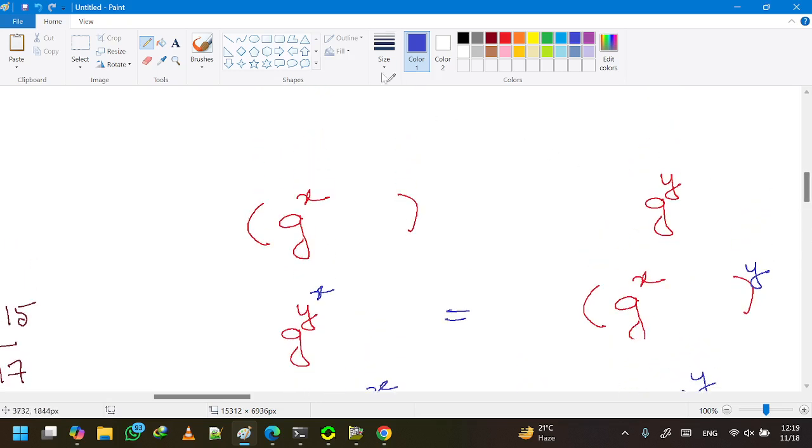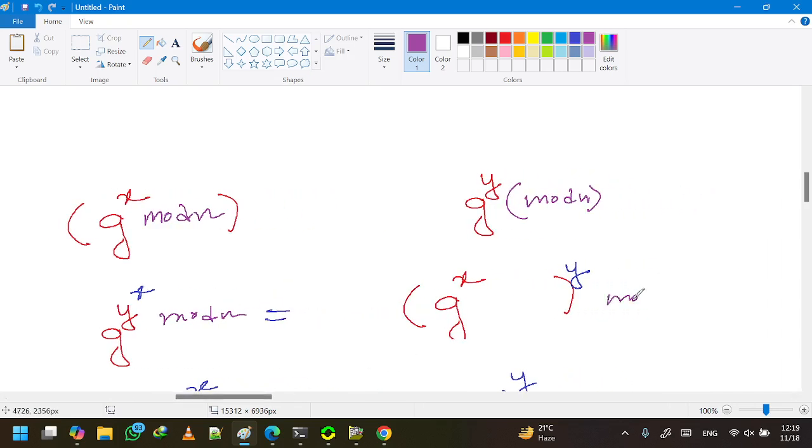But for modular arithmetic, we have introduced mod n in between. So on both sides we will have mod n. On the left hand side and the right hand side, we can once again add that mod n part. It doesn't harm the equation. So we can have mod n.